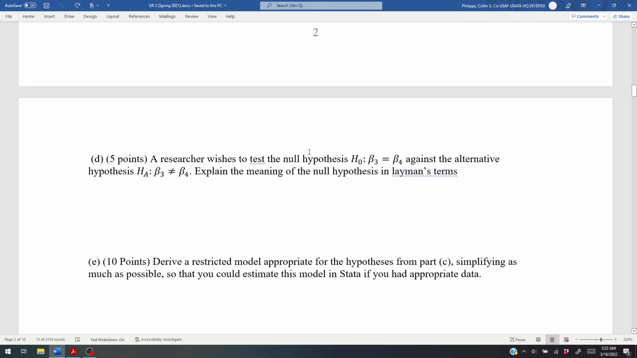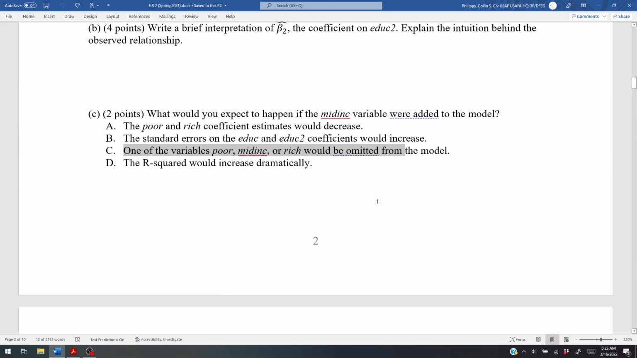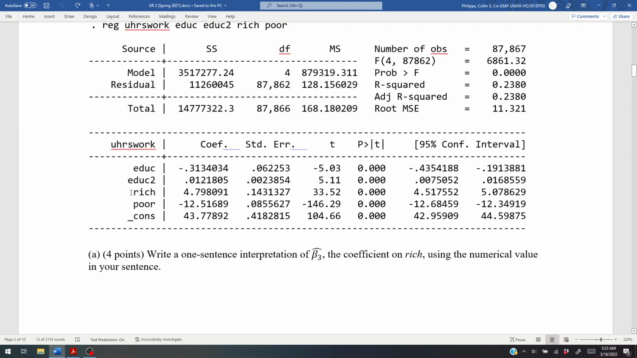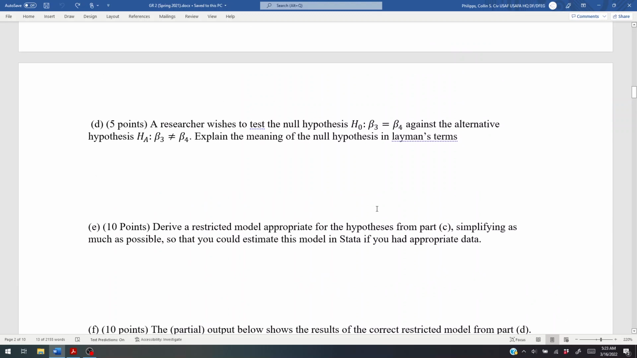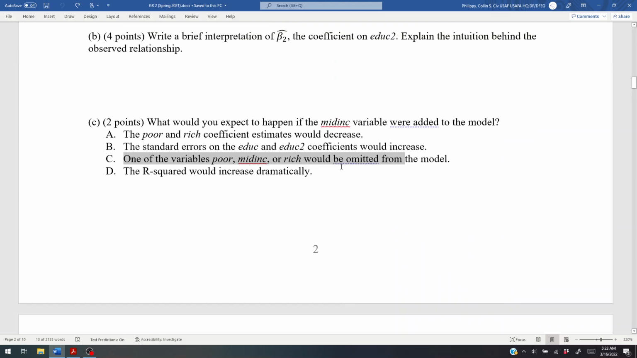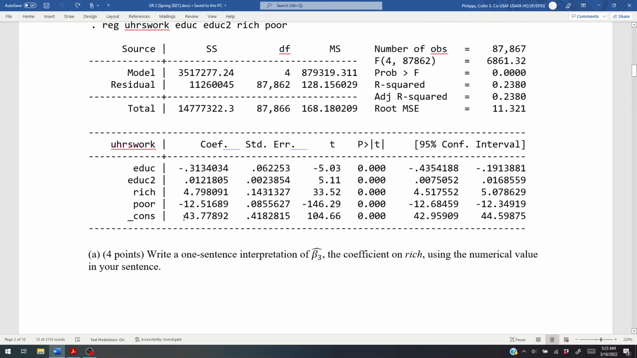5 points. A researcher wishes to test the null hypothesis beta 3 is equal to beta 4 against the alternative hypothesis that it isn't. Explain the meaning of the null hypothesis in layman's terms. Okay, beta 3 and beta 4 here are going to be the coefficient on rich and poor. So the meaning in layman's terms would be that rich people and poor people differ from the baseline, middle income people, by the same amount.